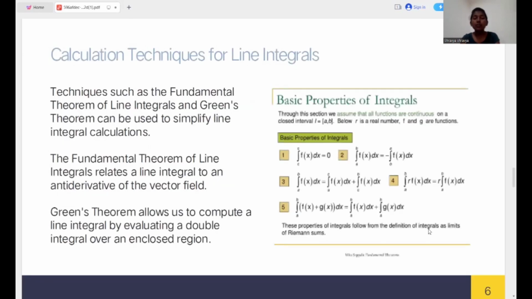The calculation techniques for line integrals are, we have the basic properties of integrals. Throughout this section, we assume that all functions are continuous on a closed interval [a, b], r is a real number, and f and g are functions. Techniques such as the fundamental theorem of line integrals or Green's theorem can be used to simplify line integral calculations. The fundamental theorem of line integrals relates a line integral to an antiderivative of the vector field. Green's theorem allows us to compute a line integral by evaluating a double integral over an enclosed region.